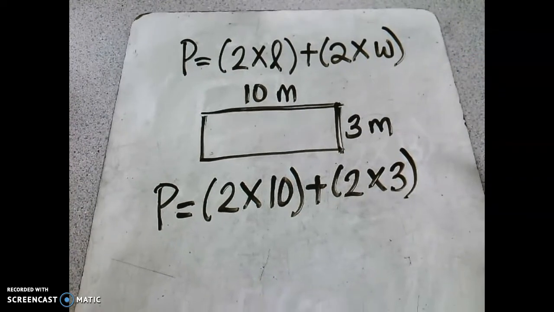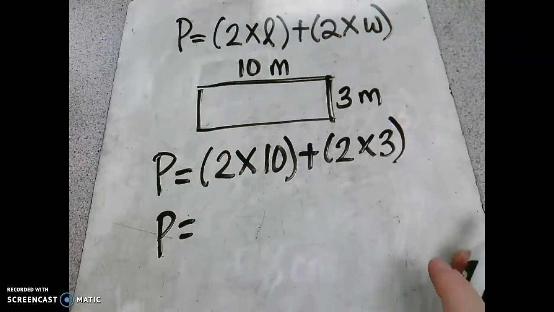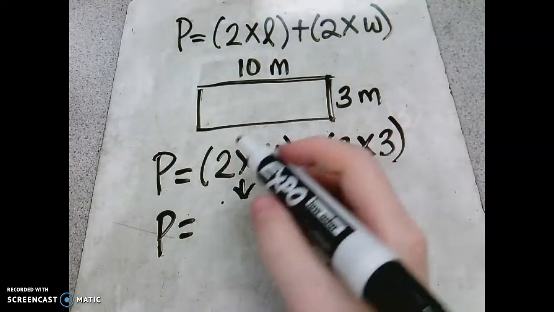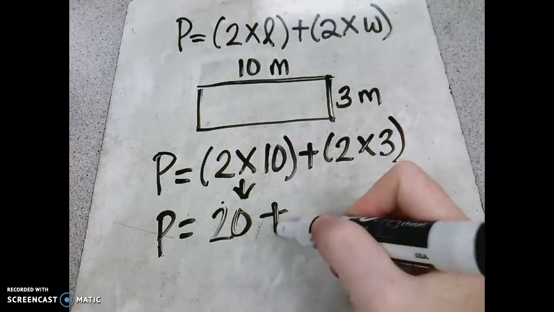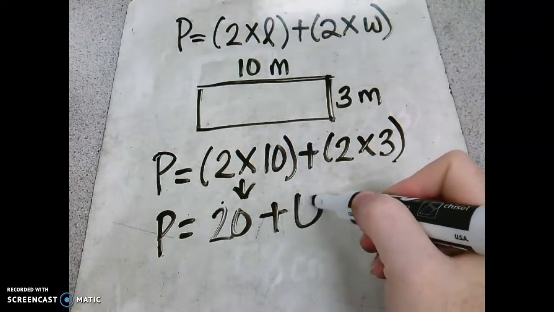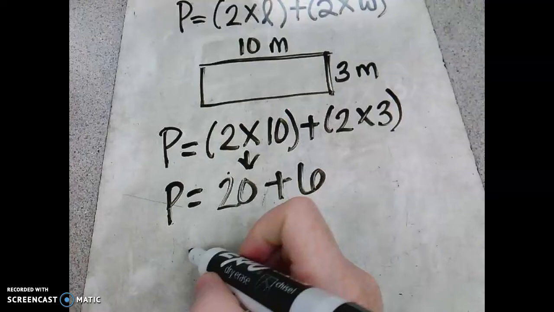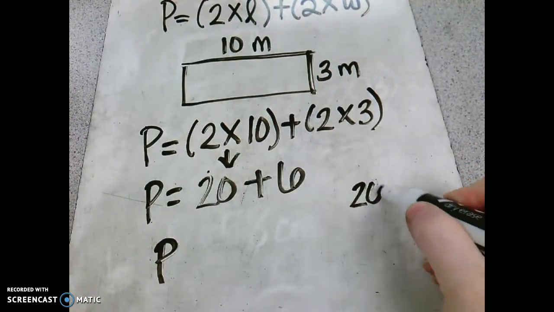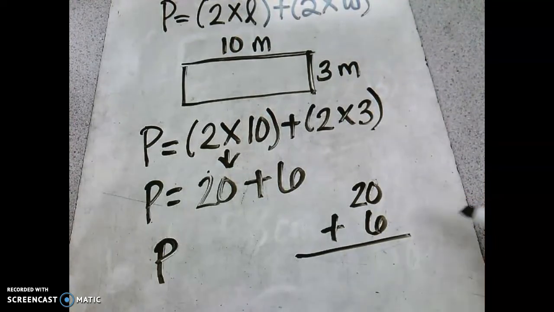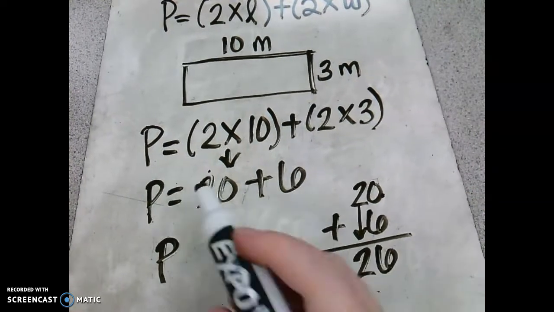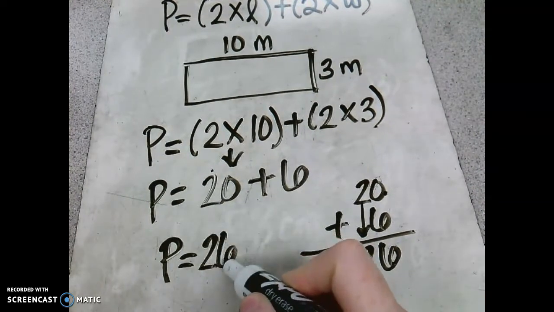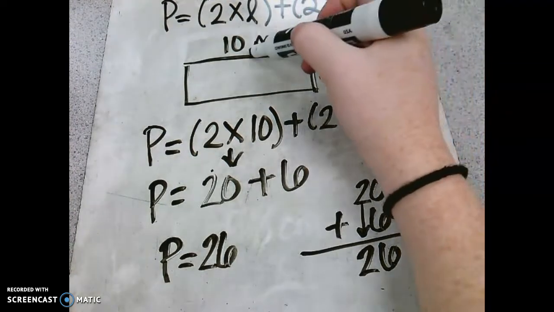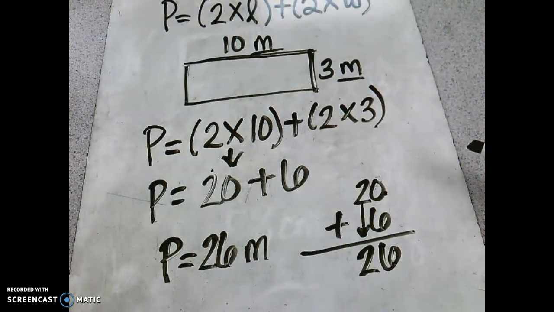Now we need to multiply these so that we can get our answer. What is 2 times 10? 20. Great. What is 3 times 2? 6. Good job. Now we need to add these together. If you don't know what 20 plus 6 is already, that's okay. You can come to the side and do 20 plus 6 and line your numbers up. 6 plus 0 is 6. Then our 2 doesn't have anything to add to, so we bring it down. So we have perimeter equals 26 meters, because that's what it's measured in on our rectangle.